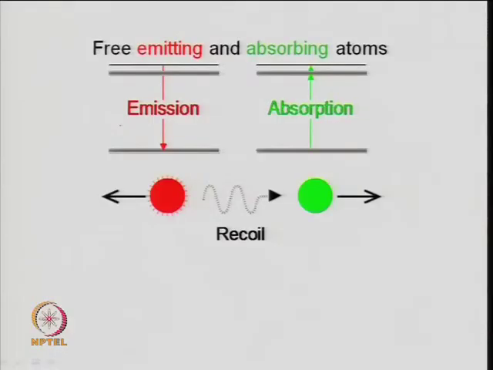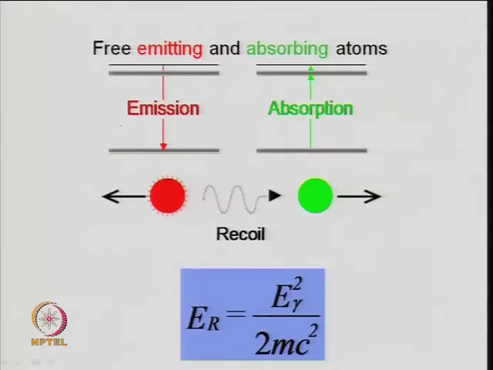The principle is that we measure the gamma energy, the recoil. You have free emitting and absorbing atoms: the atom emits radiation and absorbs it. This recoil is what Mossbauer spectroscopy is based on. That will not happen for all kinds of metal. It will happen only for the radioactive metals or those which have the magnetic property.